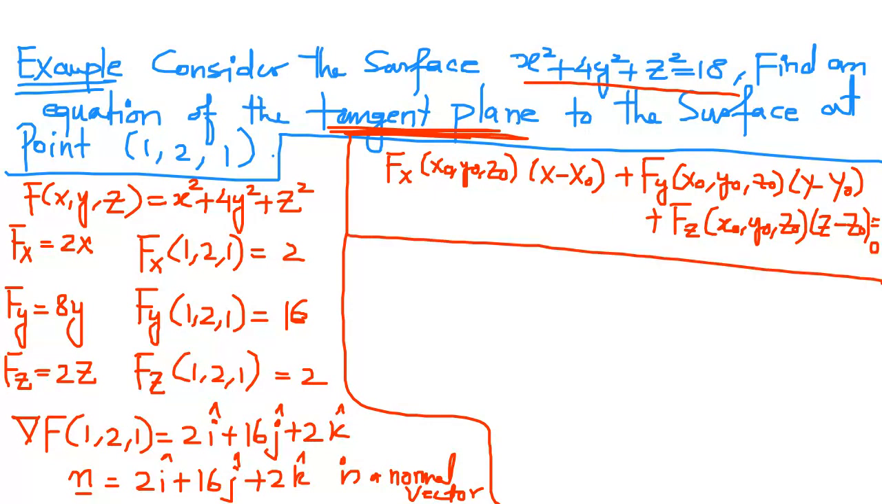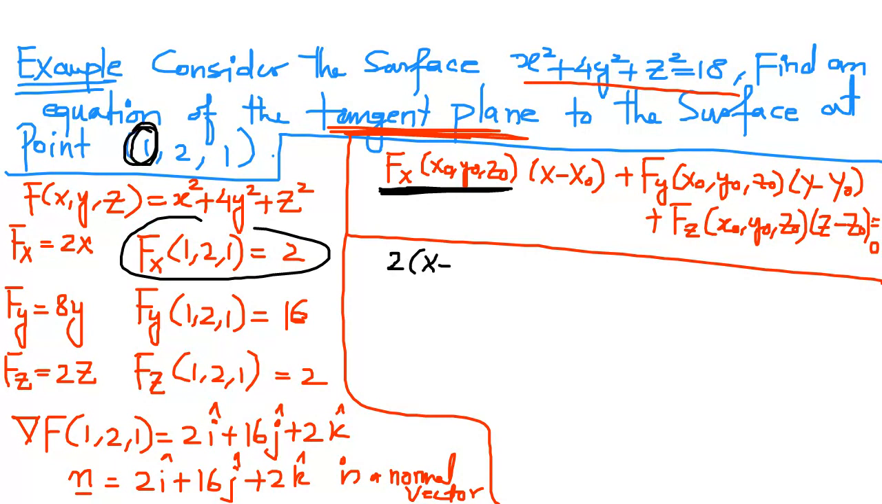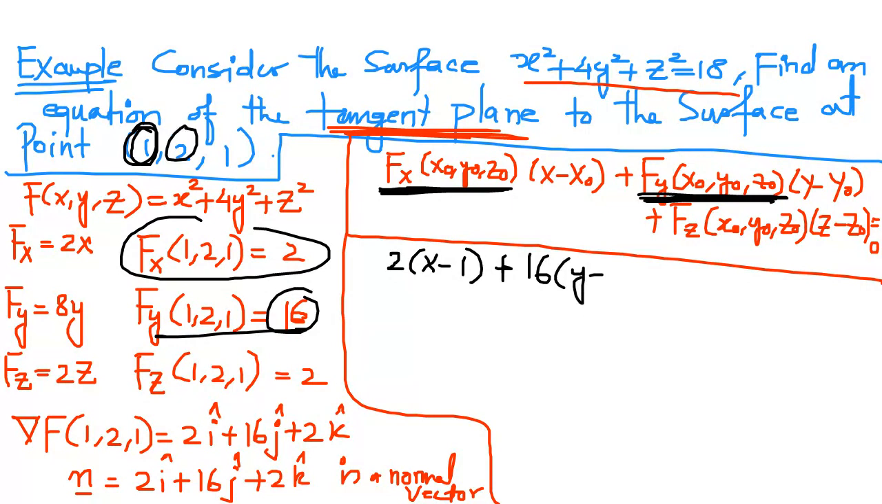What is the partial derivative of x at that point? Partial derivative of x at that point is equal to 2. Then x minus x naught, x naught is 1, I write here 1. Plus, what is the partial derivative of f with respect to y? That is equal to 16. I write here 16. y minus y naught is what? 2. I write here 2. Plus partial derivative with respect to z, that is 2. z minus z naught is 1, which is equal to 0.